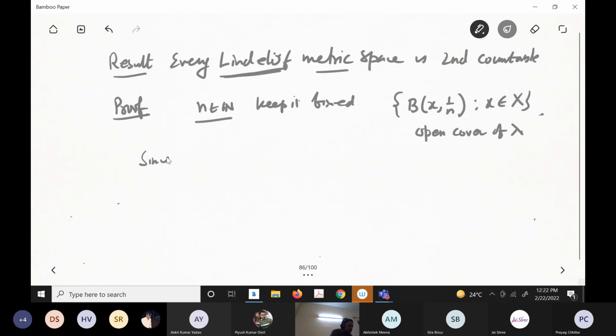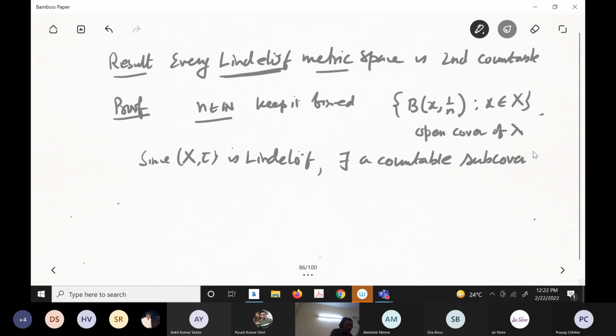Since (X, tau) is Lindelof, there exists a countable subcover, call it U_n, of this. You have picked up n arbitrarily, then you're keeping it fixed. So you're not changing n now. You have covered X by U_n. Now take U equal to this.